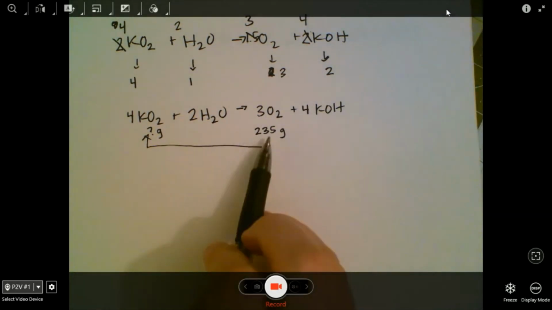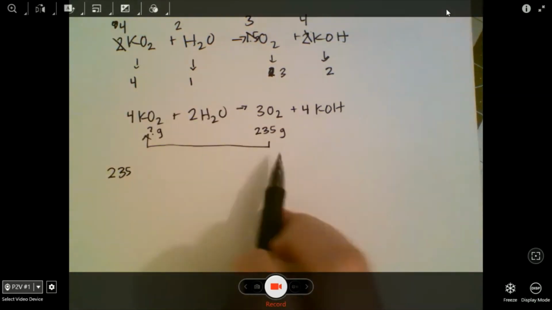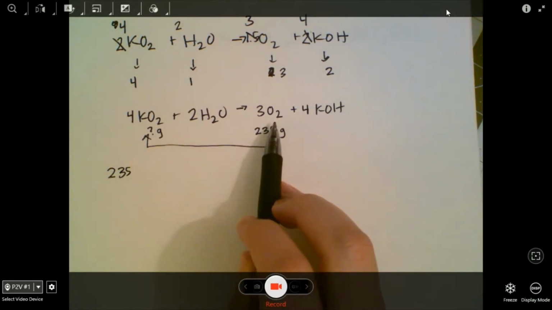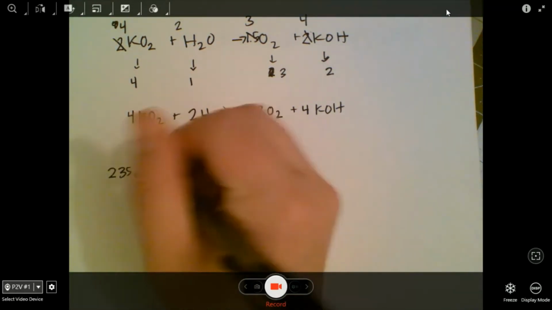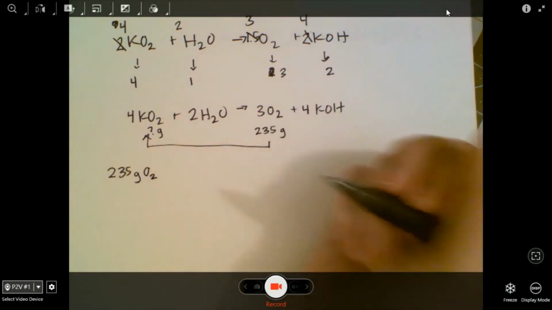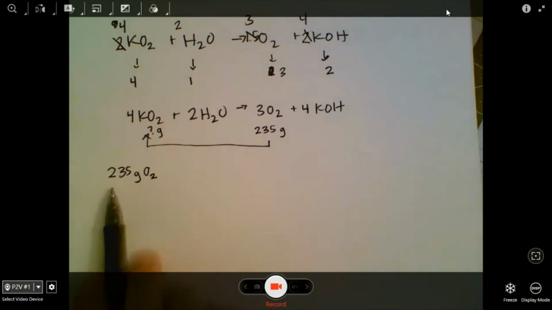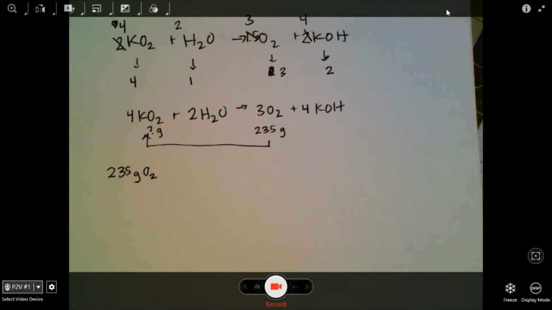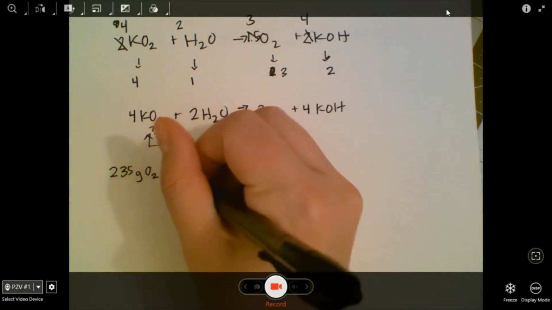I'm going to start with my 235 grams of oxygen. Now, unlike empirical formula, it's talking about O2 in this situation. So we have to deal with O2 in our molar mass. So I've got 235 grams of O2, and always with stoichiometry, you're going to take this starting number and you're going to turn it into moles. If it was in moles already, you could skip to the next step, but it's not. So we are going to do a little bit of dimensional analysis.